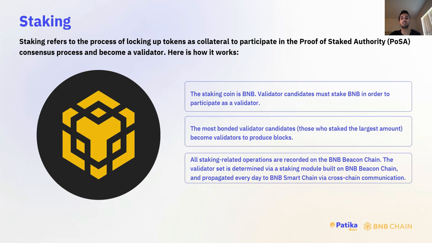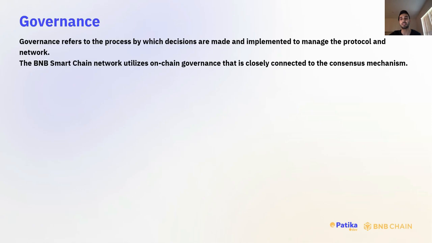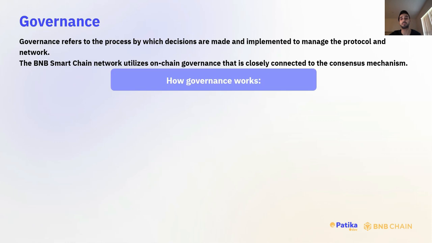All staking-related operations are recorded on the BNB Beacon Chain. The validator set is determined via a staking module built on BNB Beacon Chain and propagated every day to BNB Smart Chain via cross-chain communications. Governance. Governance refers to the process by which decisions are made and implemented to manage the protocol and network. The BNB Smart Chain network utilizes on-chain governance that is closely connected to the consensus mechanism.